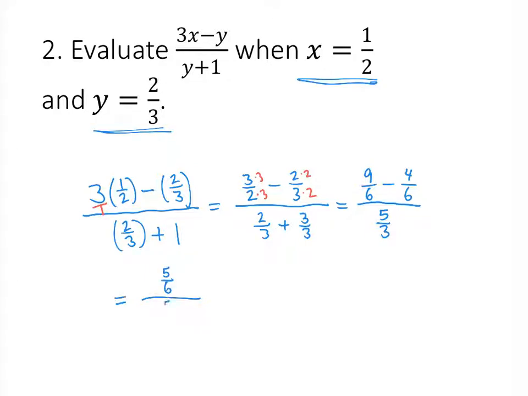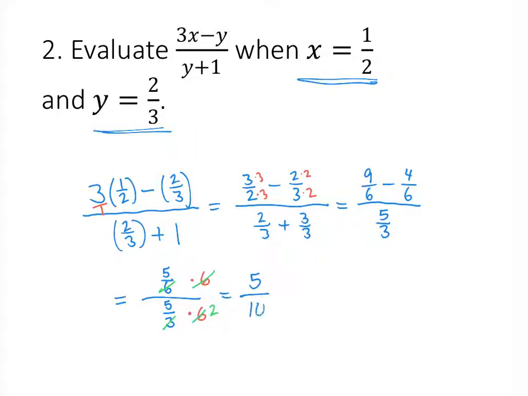So we have 5/6 divided by 5/3. Now we have a fraction within a fraction, and so what we're going to do there is multiply top and bottom by something that's going to get rid of the denominators of both fractions. So we want to multiply top and bottom by a number that's going to cancel out the bottoms of those fractions. And in this case, a common denominator between 6 and 3 is 6. So multiplying the top by 6, the 6's cancel out, and I just get 5. And on the bottom, when I divide out the 3 and the 6, I'm left with 2.